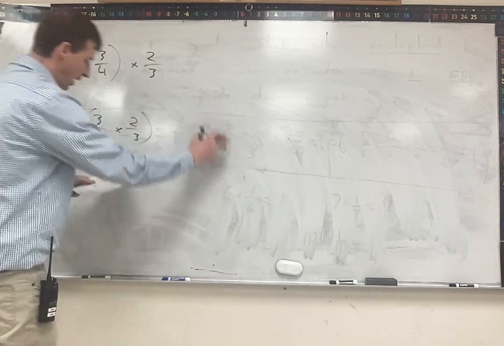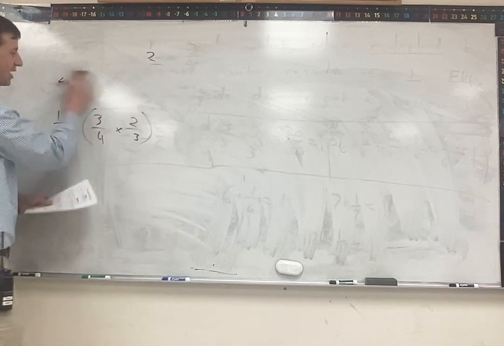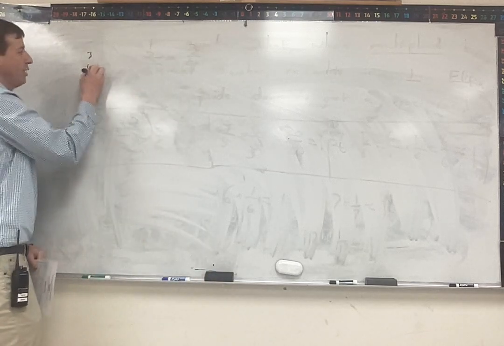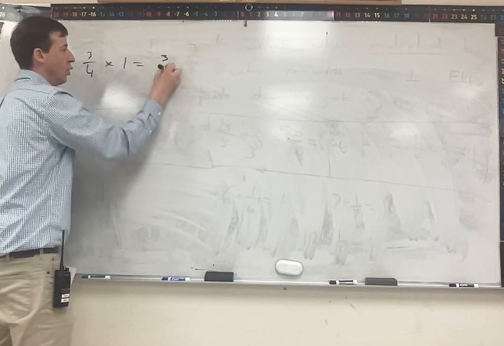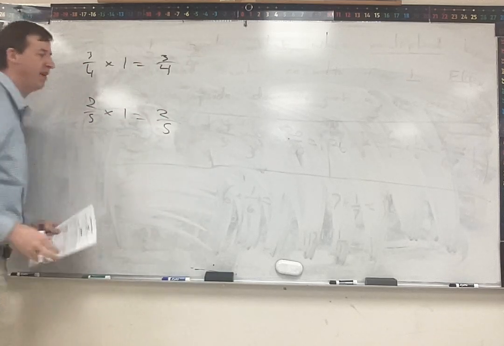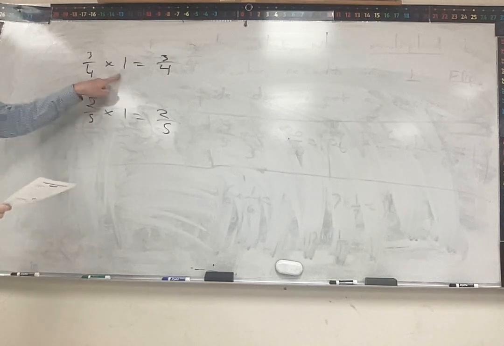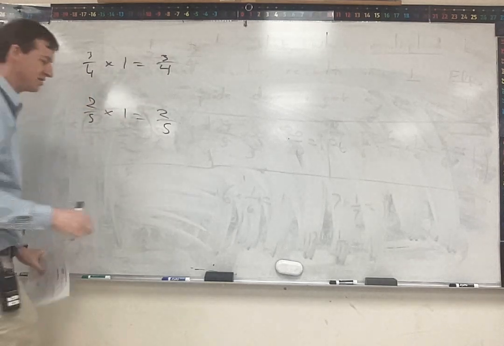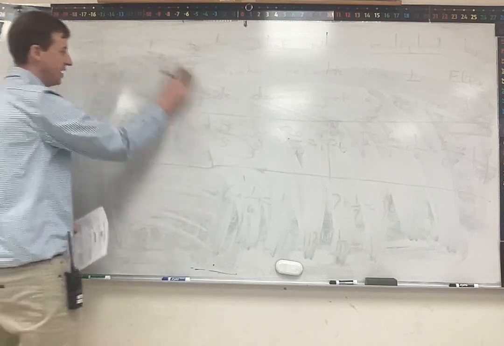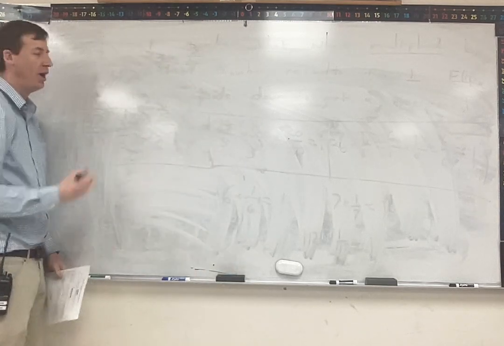Next one is the identity property, which is just anything times 1 is equal to itself. So it works for fractions too. 3/4 times 1 is 3/4. 2/5 times 1 is 2/5. So the identity property is just anything times the number 1 is going to be equal to itself. Similarly, the zero property of multiplication just says anytime you multiply times 0, you get 0.